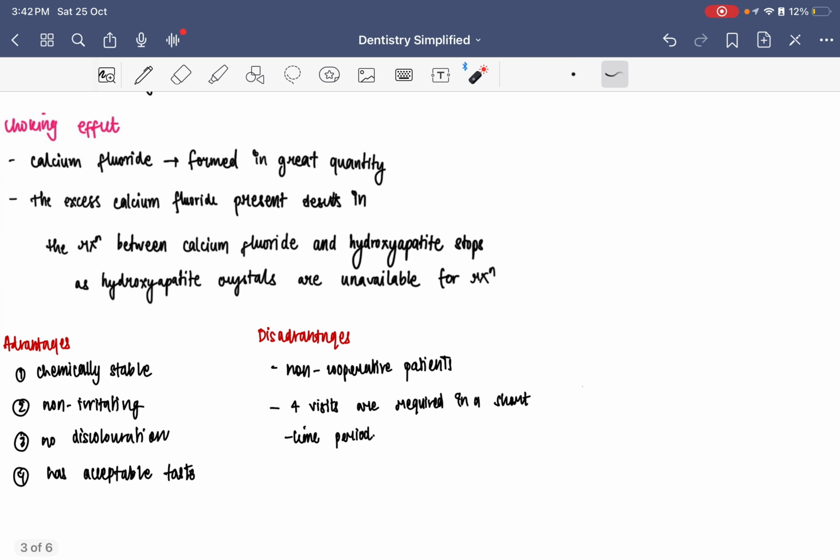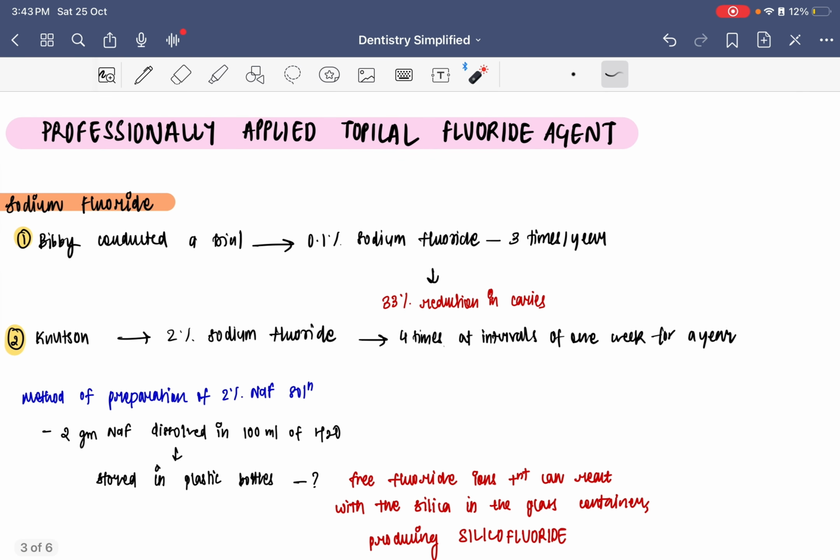There are advantages and disadvantages. The advantages are that they are chemically stable, they are non-irritating to the oral tissues, they cause no discoloration, and they have an acceptable taste. They are present in different flavors; whichever the child pleases, they can have that flavor. The disadvantage is that you have to come very frequently, because of which some patients are non-cooperative. 4 visits have to be done in a very short time period, so it is not as favored by the patients.